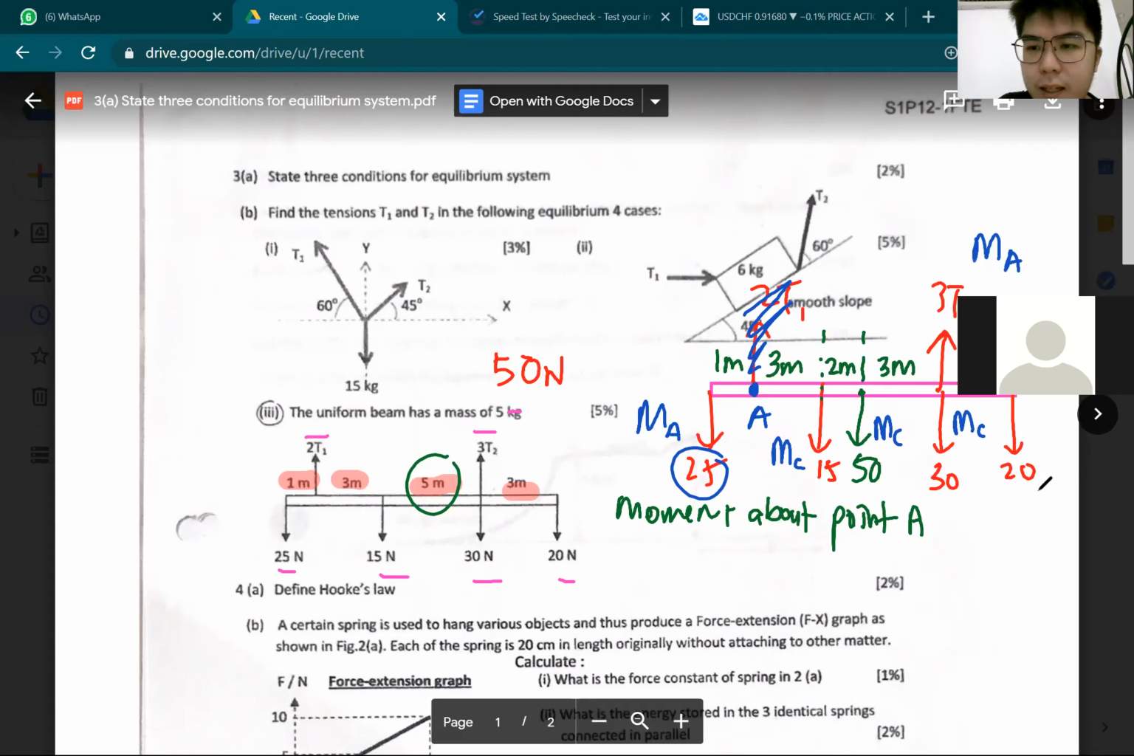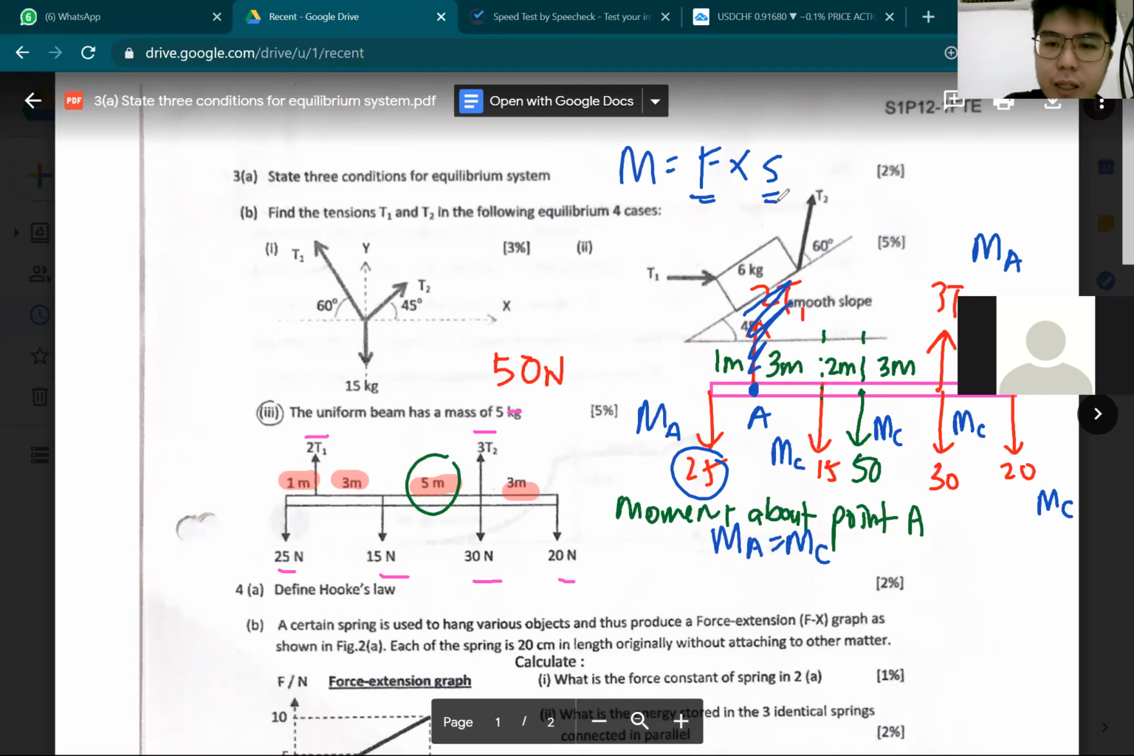Okay, and 20 finally is the clockwise moment. Now, you take MA equals MC. How do we calculate M, the moment? The moment formula is M equals force times distance, meaning the force acting at that point times the distance from the pivot, from the fixed point.